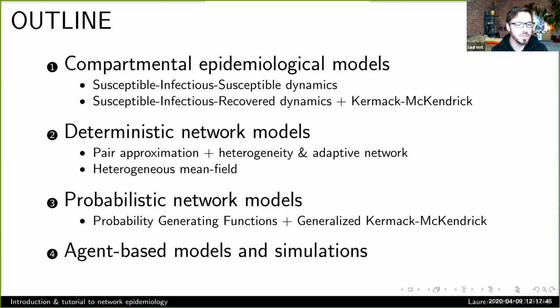So this is the outline for the talk. I chose to go really deep in details. I'll have a lot of references throughout so that you can refer to specific textbooks and or papers, but I really want to cover the whole array of network epidemiology.